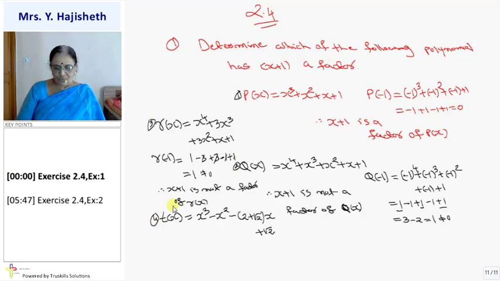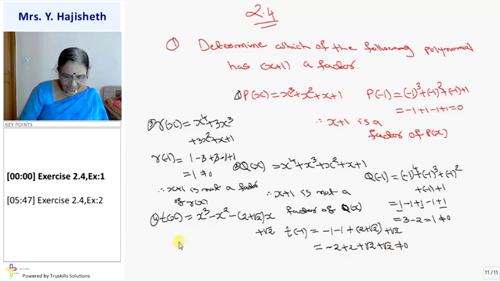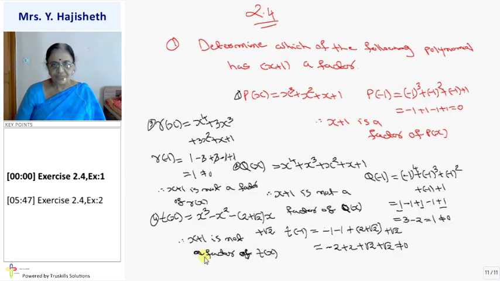Come on, do it. Now fourth, find out t of minus 1. Minus 1 cube is minus 1, minus minus, minus plus minus. Minus 1 square is plus 1, minus minus plus, 2 plus root 2, because x is minus 1, so this minus is going to become plus, plus root 2. So it is minus 2 plus 2 plus root 2. Here minus has become plus. Plus root 2. It's not 0. Therefore, x plus 1 is not a factor of t(x), clear?